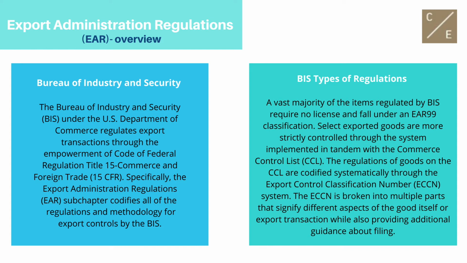A vast majority of the items regulated by BIS require no license and fall under an EAR 99 classification. Select exported goods are more strictly controlled through the system implemented in tandem with the Commerce Control List, CCL. The regulations of goods on the CCL are codified systematically through the Export Control Classification Number system. The ECCN is broken into multiple parts that signify different aspects of the good itself or export transaction, while also providing additional guidance about filing.